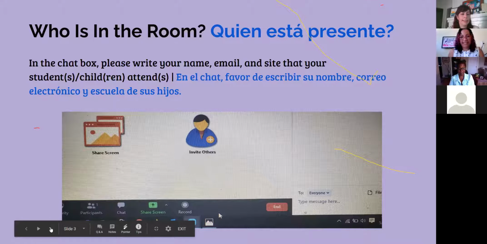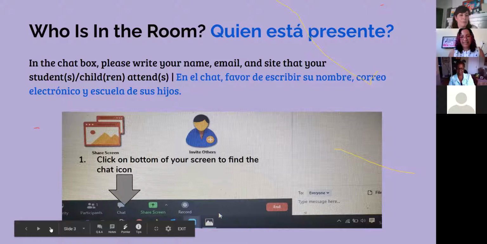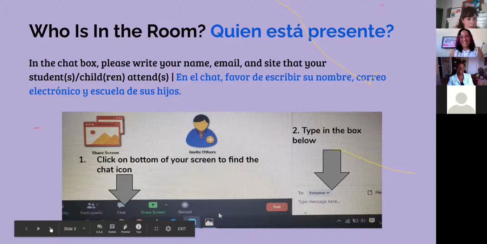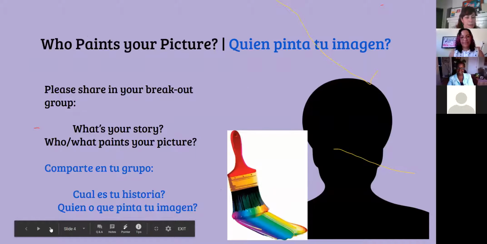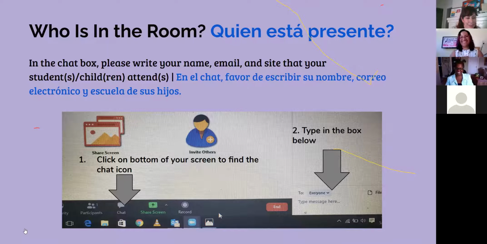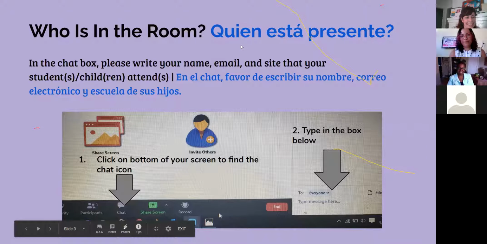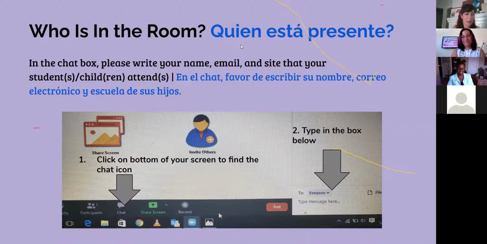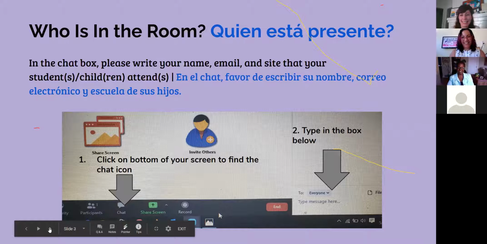Entonces, si está viendo la pantalla, así se mira dónde está el chat. I see Rosa Parks is in the house. Sylvia Mendez, Craigmont. Sylvia Mendez, Malcolm X. John Muir in the house. Berkeley High. Rosa Parks. Sylvia Mendez. I see King over there. I'm missing some. Going really fast. Beautiful. Thank you, everybody. It's important to know who's here.